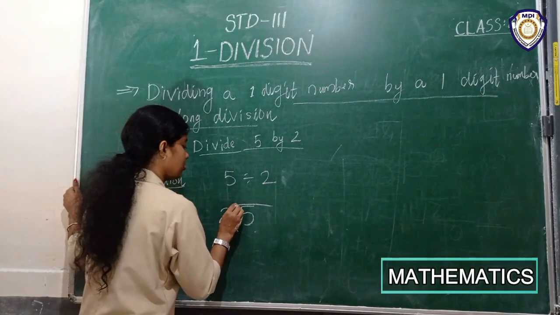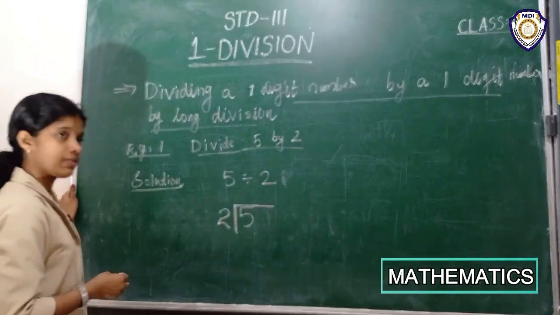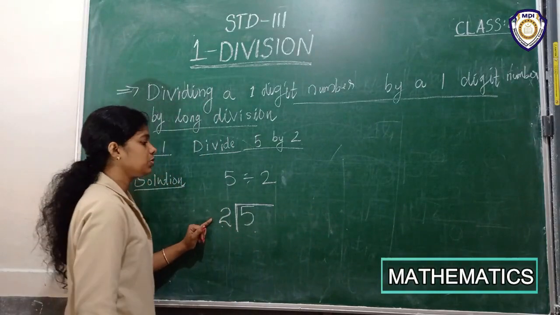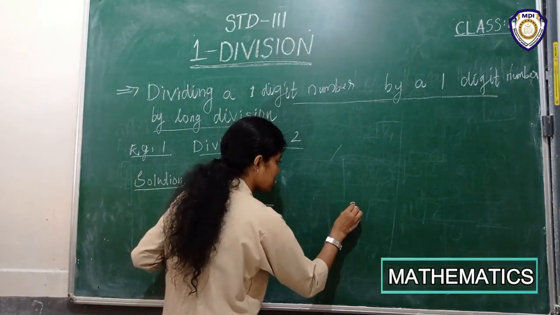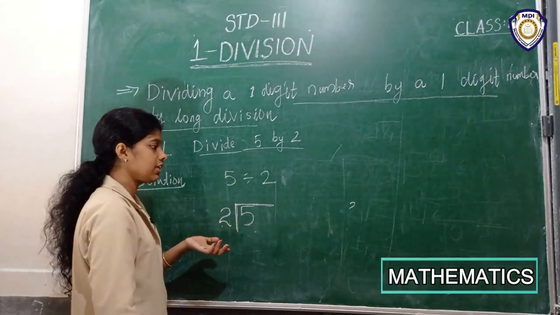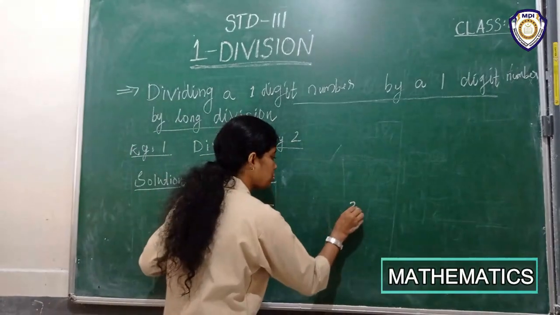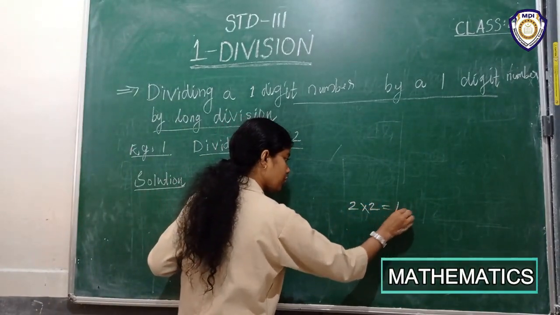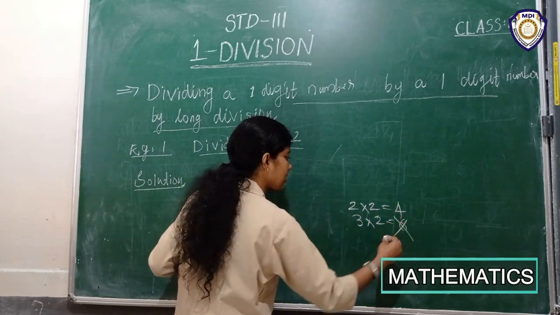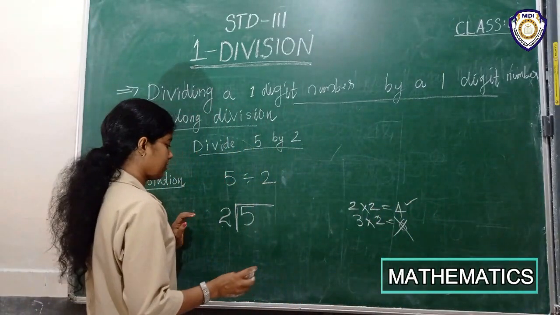Then how many times is 2 in 5? How many times? Okay, in the table of 2: 1 2 is 2, 2 twos are 4, 3 twos are 6. We want only up to 5. 2 twos are 4, 3 twos are 6. Okay.